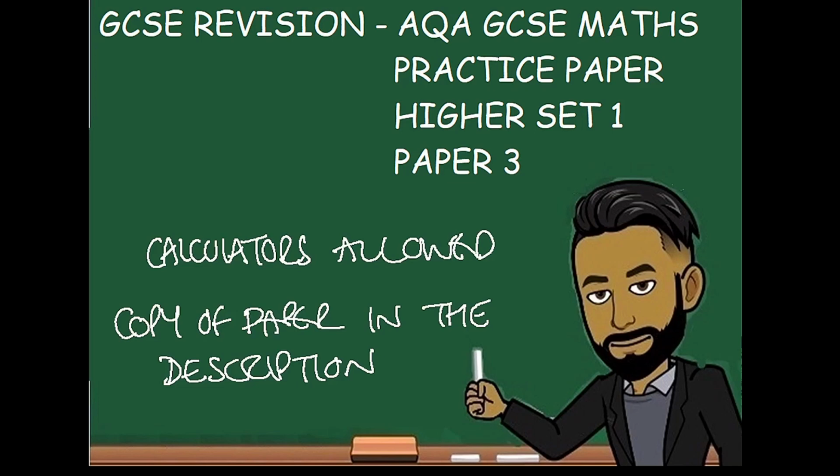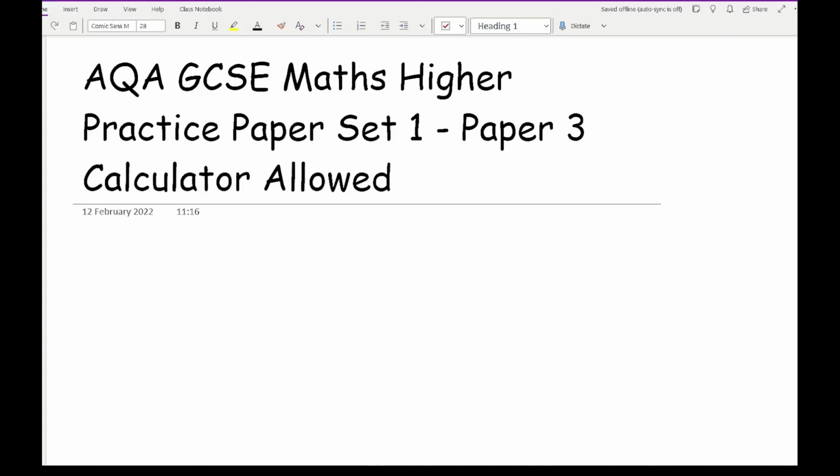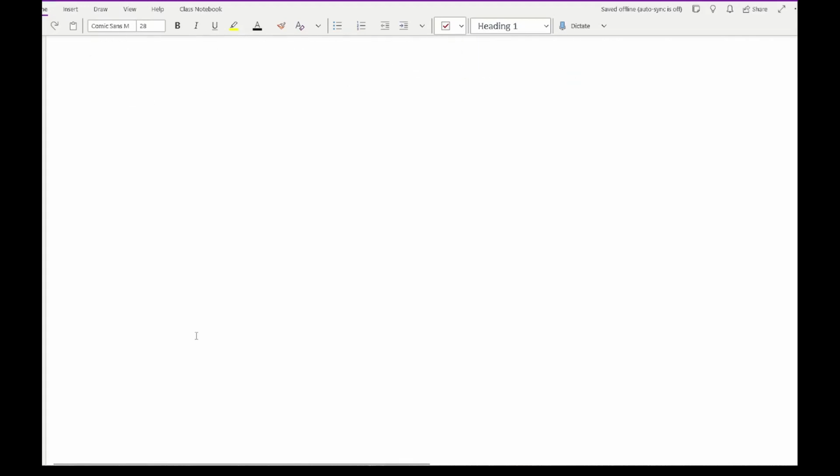I'll also put some suggested grade boundaries in the description so you can see what grade you would have got based on the averages. Again, a reminder that the grade boundaries aren't accurate because these papers were never officially done or completed by students. So let's get started on this practice paper, set 1, paper 3, which is a calculator paper.